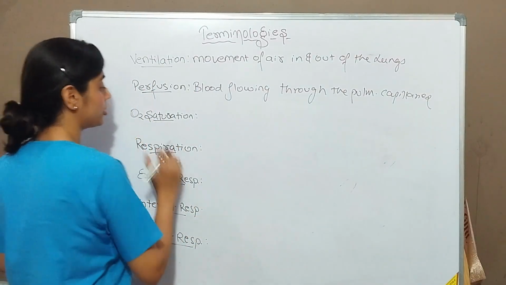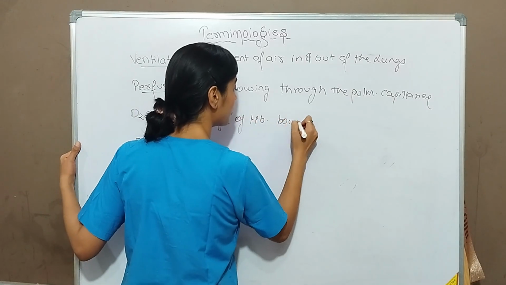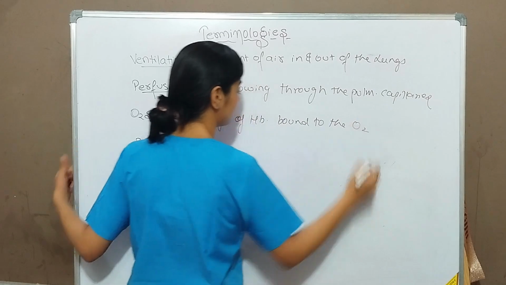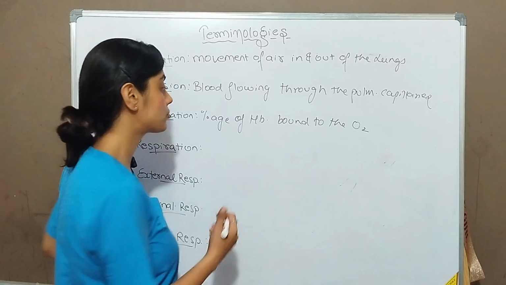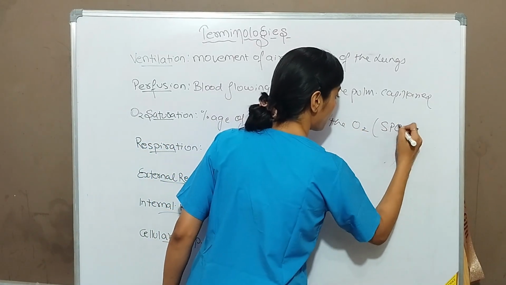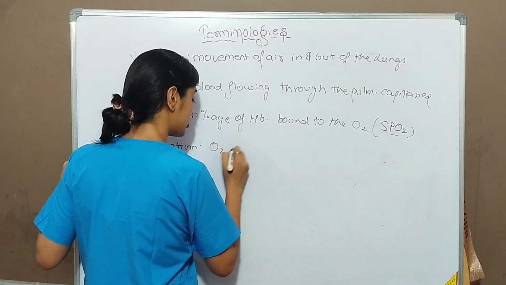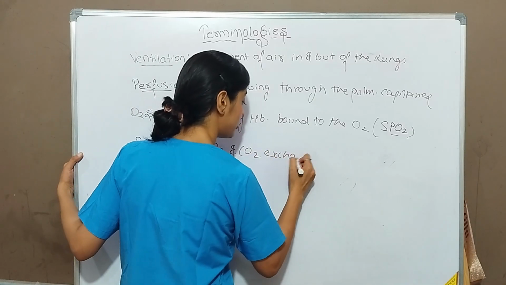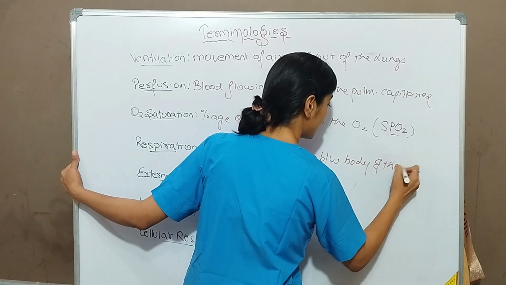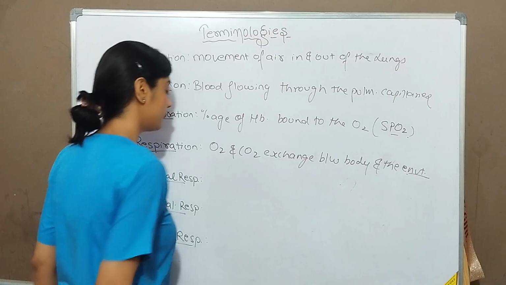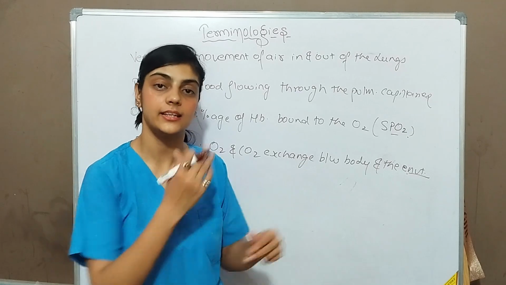Next we have oxygen saturation. It is the percentage of hemoglobin bound to oxygen. How much percentage of hemoglobin is bound to oxygen is known as oxygen saturation, denoted by SpO₂. Next we have respiration. It is the process of oxygen and carbon dioxide exchange between the body and the environment. These two gases are exchanged between the body and the environment.